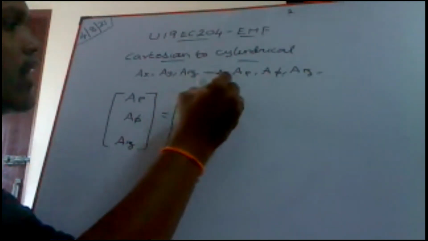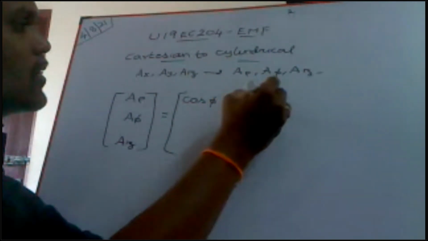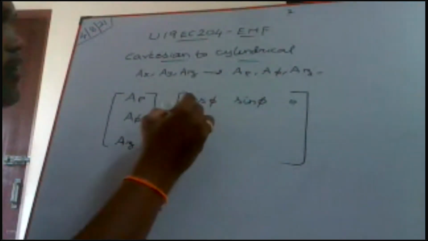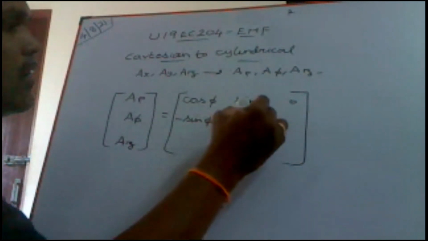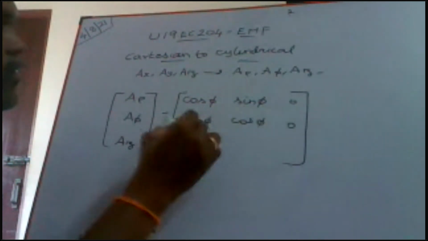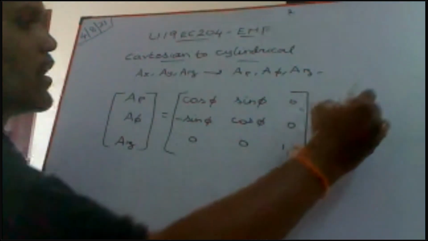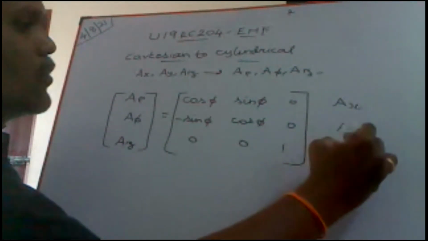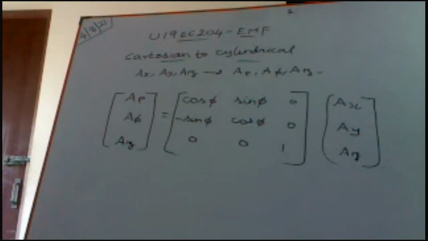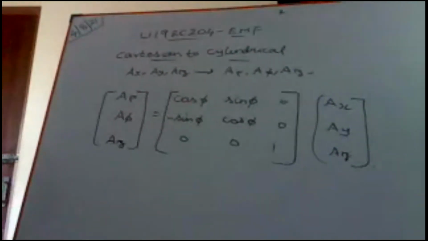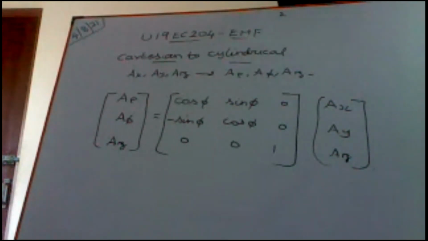The formula is actually derived from this. cos phi, sin phi, 0; minus sin phi, cos phi, 0; 0, 0, 1, multiplied by the column matrix Ax, Ay, Az. Please remember this matrix. Try to remember this particular matrix.